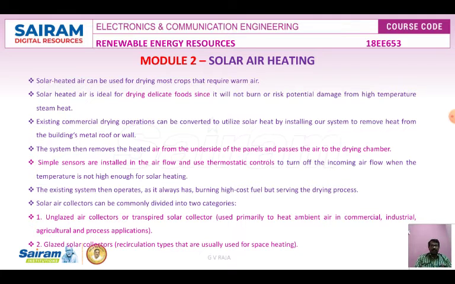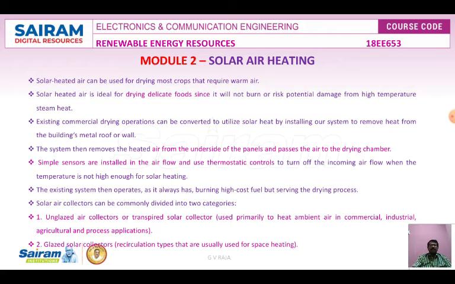Existing commercial drying operations. What are the drying operations we are using in existing commercial drying process? It should be converted to utilize the solar heat by installing our system to remove the heat from the building's metal roof or wall. We remove the heat from under the metal panels, add the duct and connect the duct as an intake to a dryer fan, and whenever the fan is blowing, the hot air will be passed through the air duct into this particular chamber or particular space.